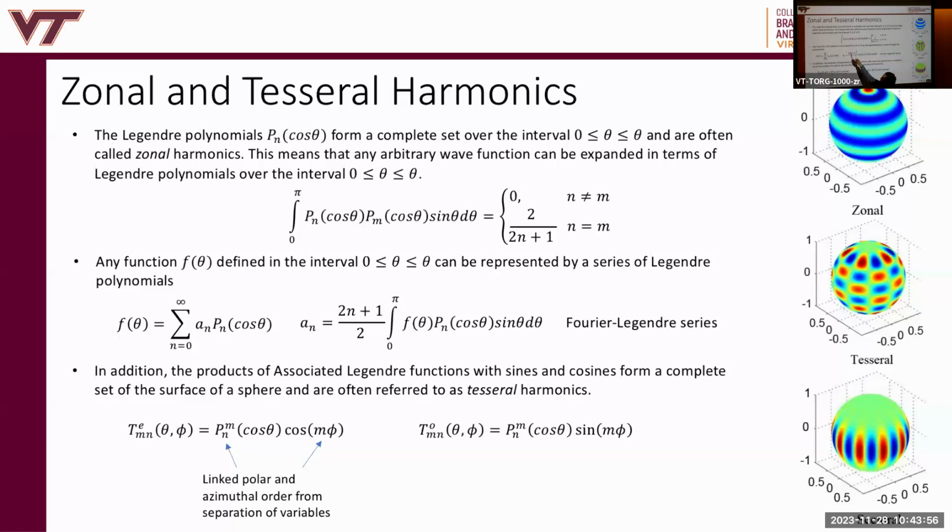A Legendre polynomial, Pn of cosine theta, forms a complete set over the interval from 0 to pi, and is often called a zonal harmonic. So here's a zonal harmonic. These are Pn's where they have no variation in phi. We're talking about the polar variation only, the Legendre polynomials only. So they have symmetry in the azimuthal direction, but they have variation in theta. So they look like this, different types of these things. Any arbitrary wave function can be expanded in terms of these Legendre polynomials over the interval from 0 to pi.